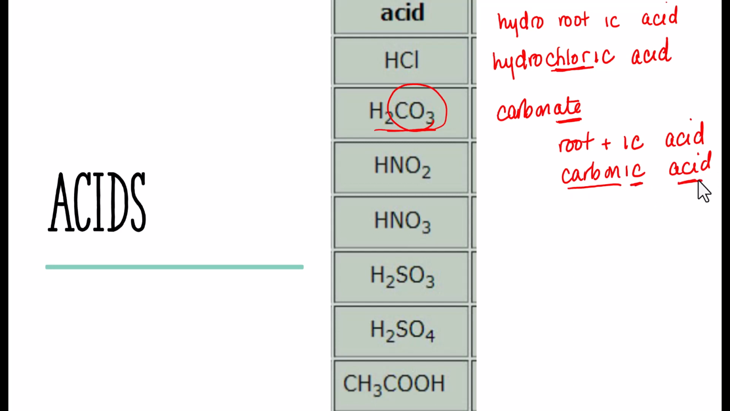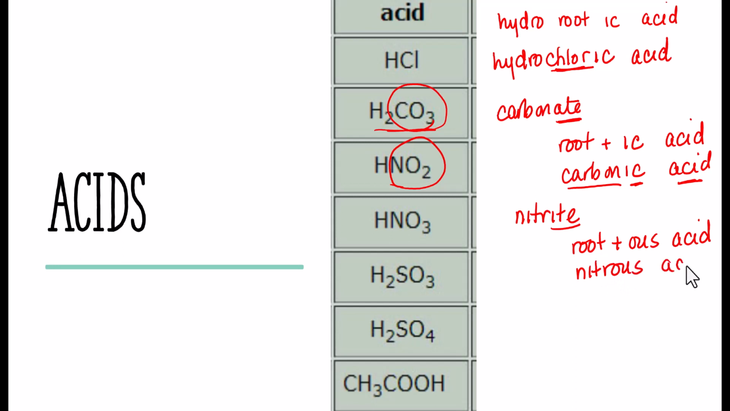The next one also, oxygen is present. So I look up my polyatomic, which is NO2. So NO2 is nitrite. It's a polyatomic, so it's an -ite. So that's going to be root plus -ous acid. So that's going to be nitrous acid. So my root here is NITR. We have our -ous and then my acid. Pause the video and finish the last four and then check your answer.